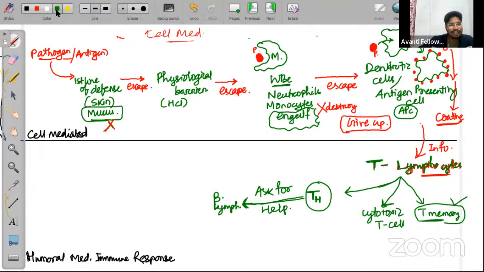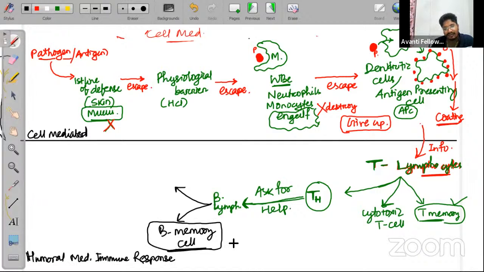B lymphocyte will get the information, and this B lymphocyte, again, will make a proper plan and divide its army into two different categories. First one is your B memory cell, the memory B cell, which will collect the information and keep it for next time. The second will be an army that is told, you have to fight, that is your plasma B cell.